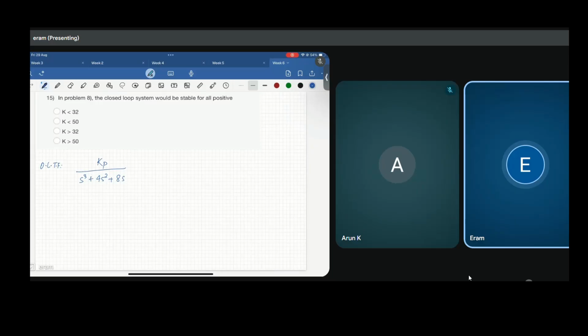Therefore, we need to calculate the Routh table. First, write the characteristic equation of the closed loop transfer function, which is nothing but s cube plus 4s square plus 8s plus kp.